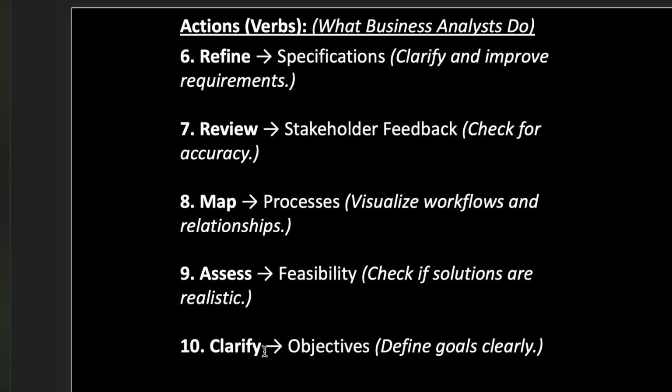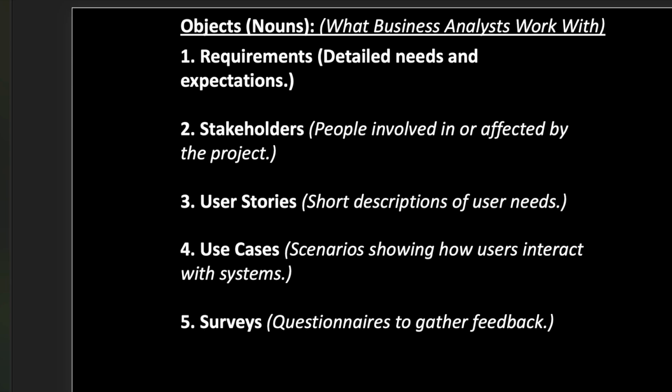All right, so let's take the objects today. So requirements, we talk about detailed needs and expectations. This is what the business analyst works on. Stakeholders, the people involved in the project. User story is a short description of how the system should behave, how the solution should be. Small pieces of manageable work written in a document, okay, using a tool.